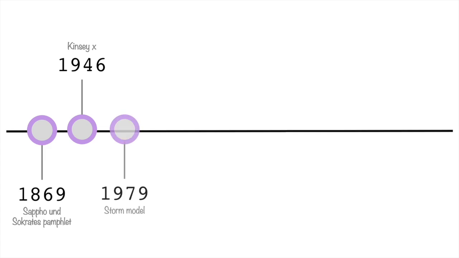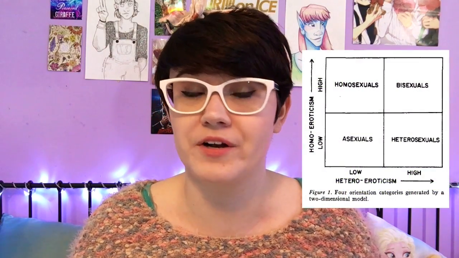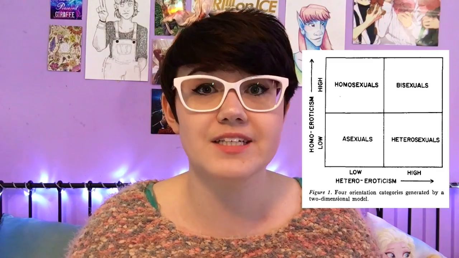In 1979, Michael Storm proposed a different model to map sexuality. He suggested that rather than using a straight line like the Kinsey Scale, you should put hetero and homoeroticism on an X and Y axis. This method of plotting sexuality on a graph allowed for differing amounts of sexual attraction and for asexuality.